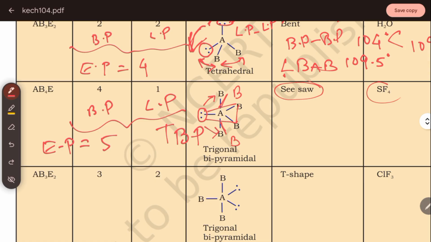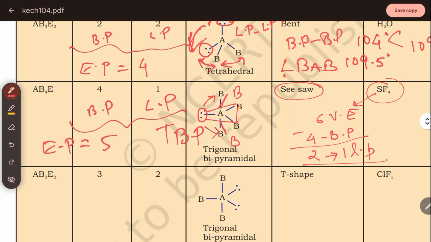Okay, for which it actually gets a little bit bent, and this is known as a seesaw shape, and it is seen in SF4. See, sulfur has 6 valence electrons, out of which 4 are used in bond pairs. Okay, now leftover is 2 electrons. That means it exists as one lone pair.